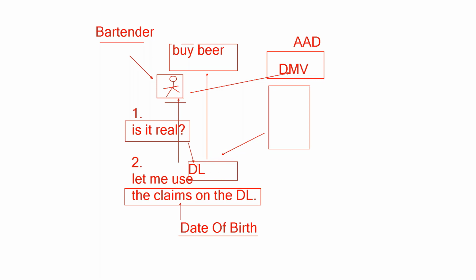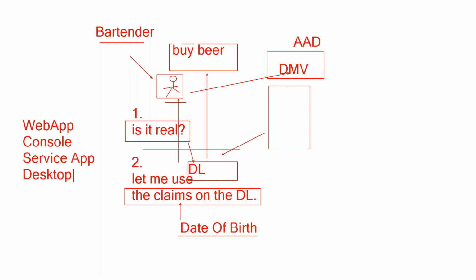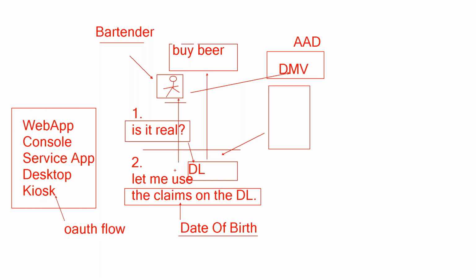Now the users that hold on to the driver's license are basically different kinds of apps. We have web apps, console apps, service apps, desktop apps, kiosks. So the different types of apps all have different kinds of OAuth flow in order to obtain the driver's license. Okay, so this driver's license is also known as a JWT, JSON Web Token.